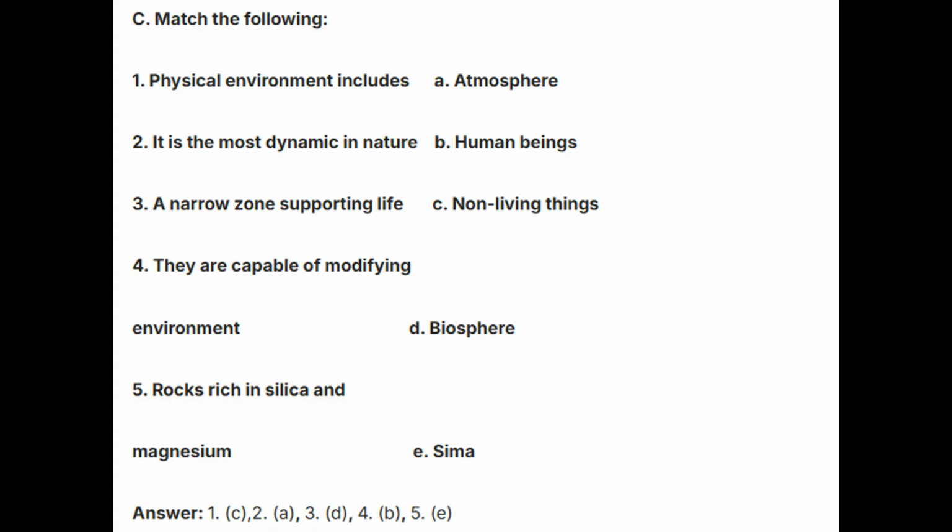C. Match the following. First, physical environment includes. Second, it is the most dynamic in nature. Third, a narrow zone supporting life. Fourth, they are capable of modifying environment. Fifth, rocks rich in silica and magnesium. A. Atmosphere. B. Human beings. C. Non-living things. D. Biosphere. E. Sima. Answer: first C, second A, third D, fourth B, fifth E.